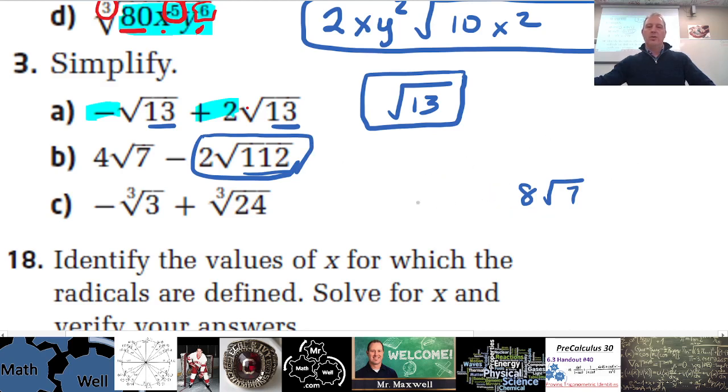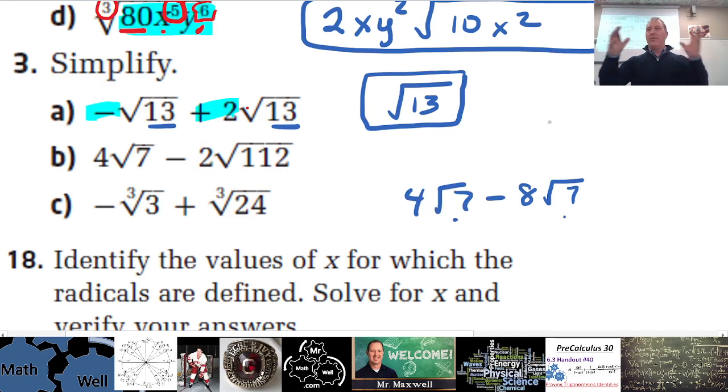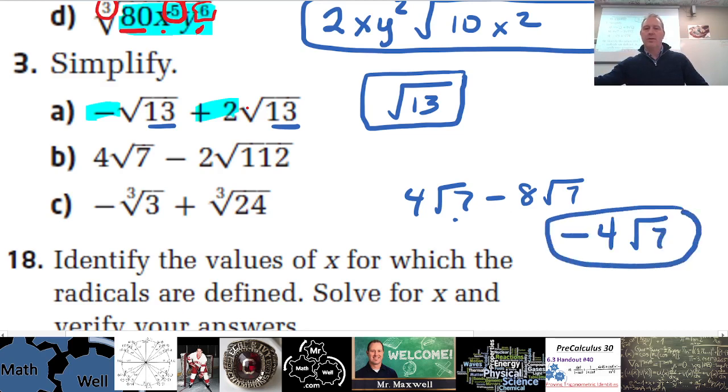All right, so 4 root 7 minus 8 root 7. Now these are like terms, so we didn't see that, but now we see that they are like terms. We can gather them together. So 4 minus 8 is -4 root 7. That should be your answer for that one.